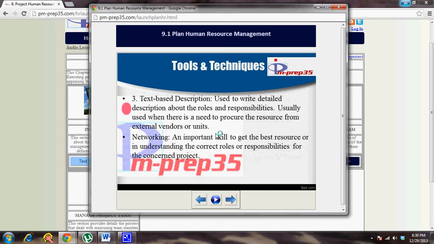Then you have the text-based description, wherein when you're bringing people on board, you tell them what their roles and responsibilities are. So that's where the text-based description is used to specify their role and responsibility.